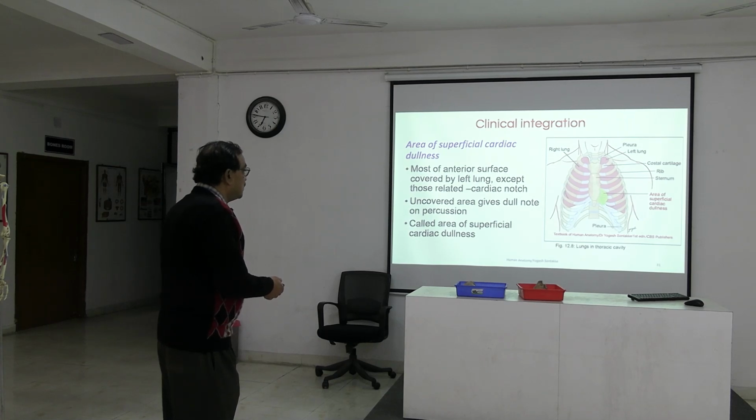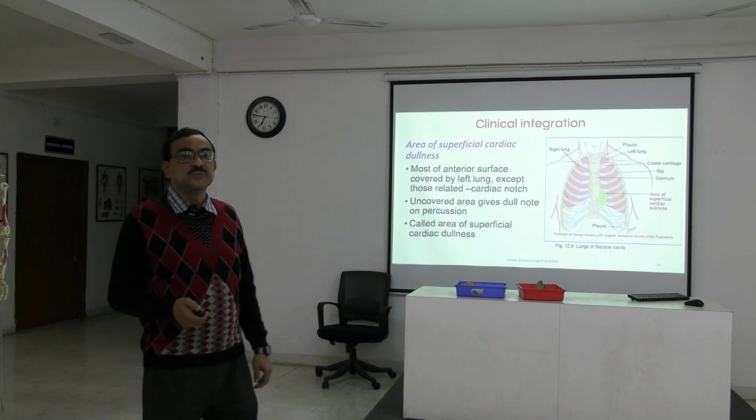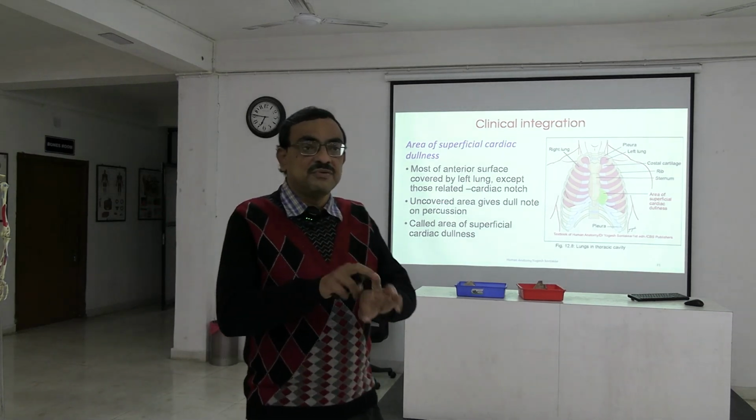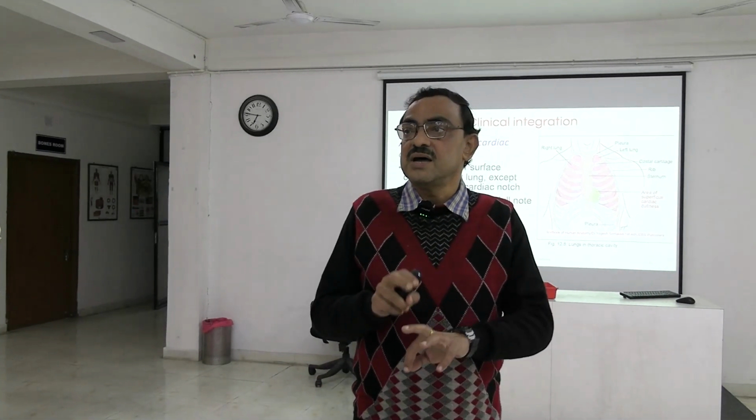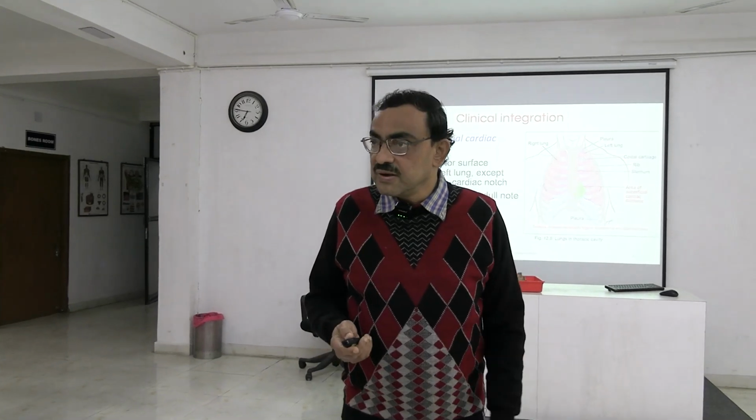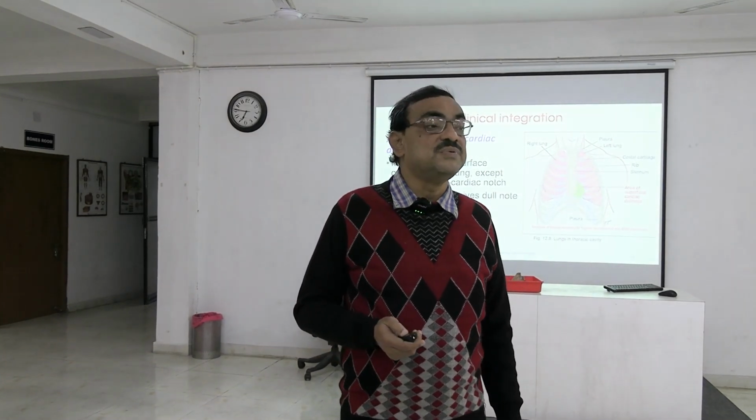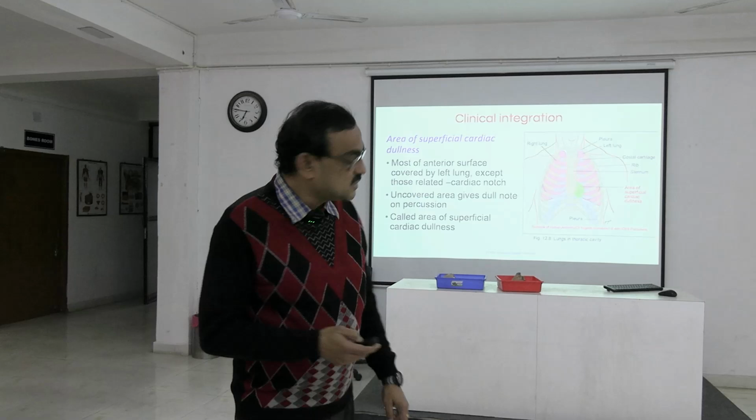Okay, so on the right you can see the projection of the anterior border of the right lung. This is the anterior border of the left lung. There is a deviation which is called the cardiac notch, and that's why a part of the heart is in direct contact with the chest wall, where we can find a dull sound, which is called the area of superficial cardiac dullness.